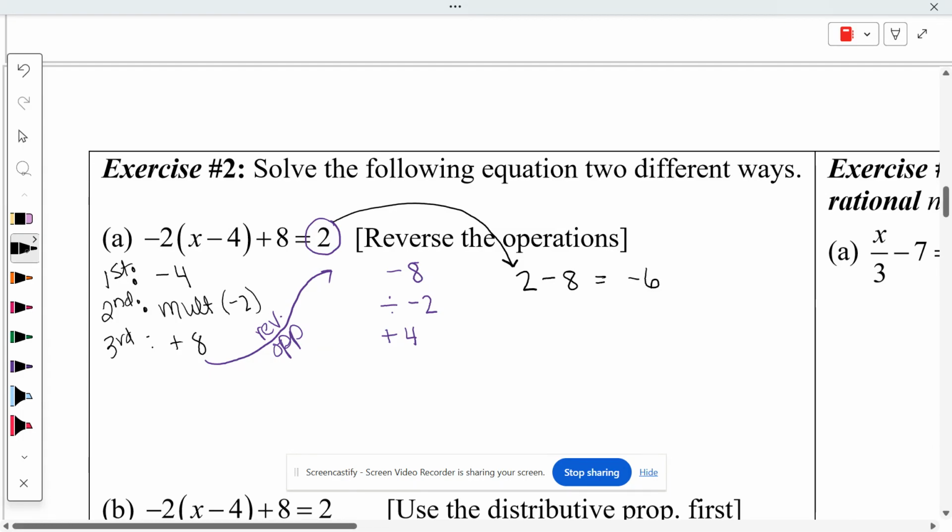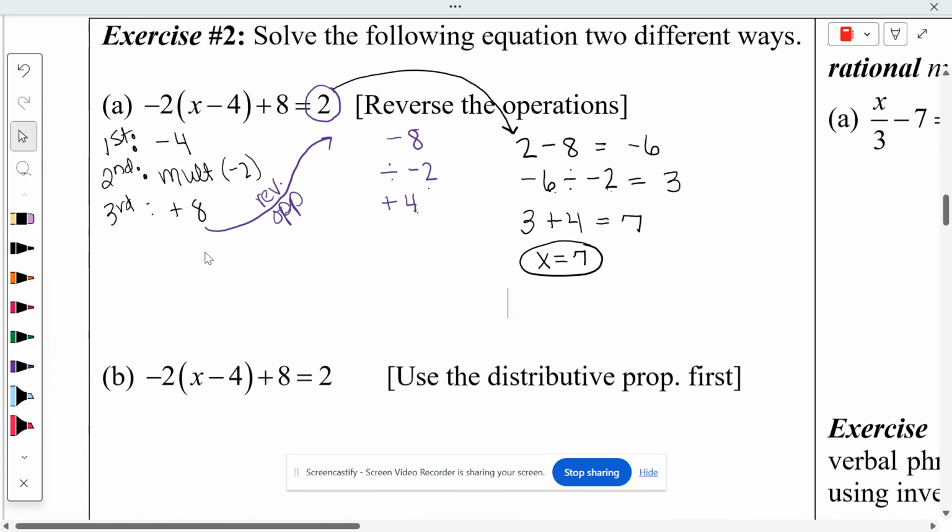All right, the next thing I'm going to do is take the negative 6 that I just got and divide that by negative 2. A negative divided by a negative is a positive. 6 divided by 2 is 3. So I bring that 3 over here, and then I add 4. 3 plus 4 is 7. So that means that x is going to equal 7. That is our solution.